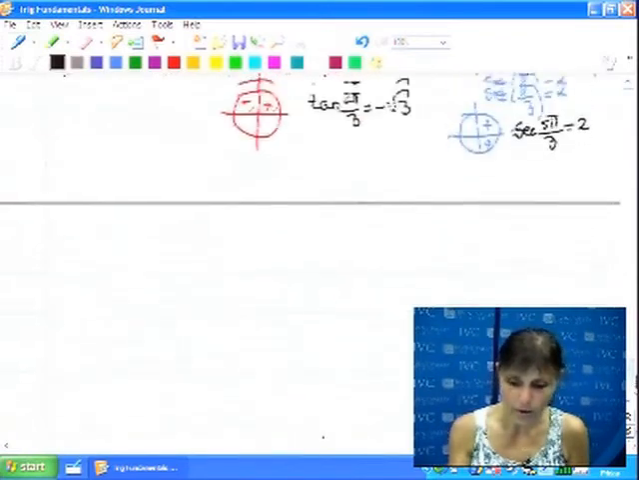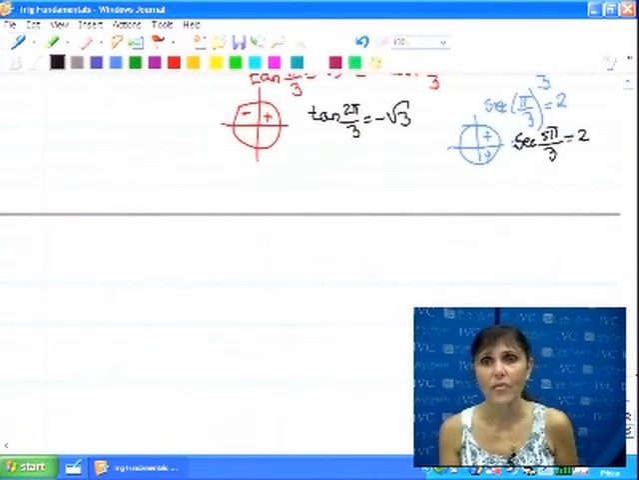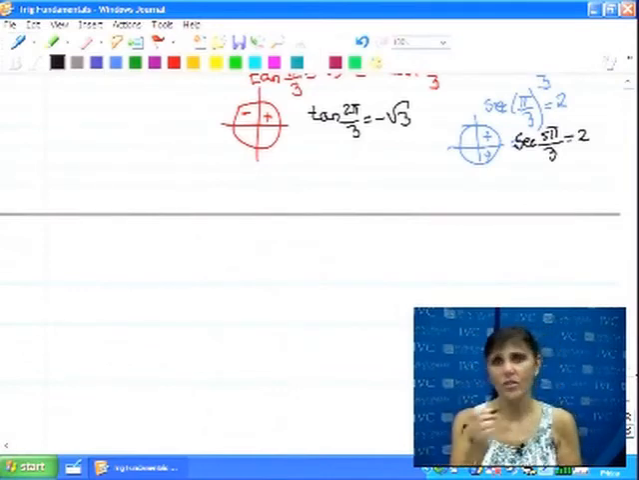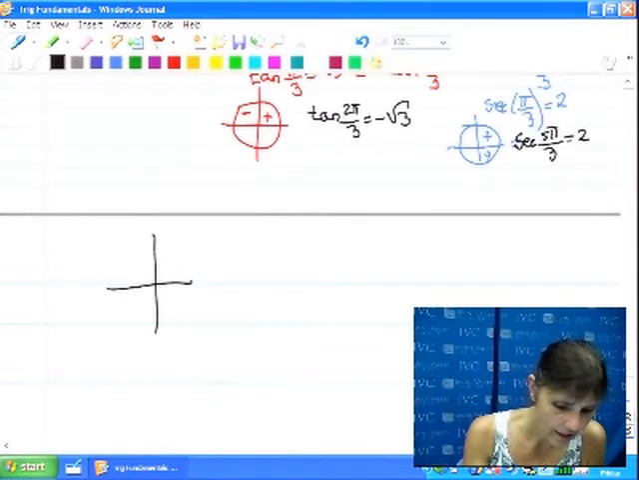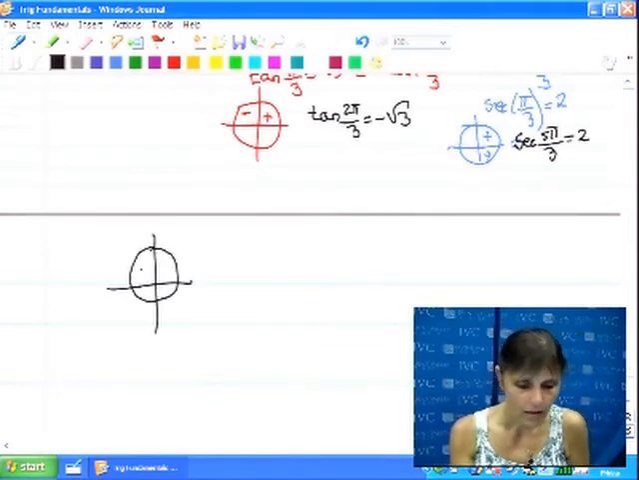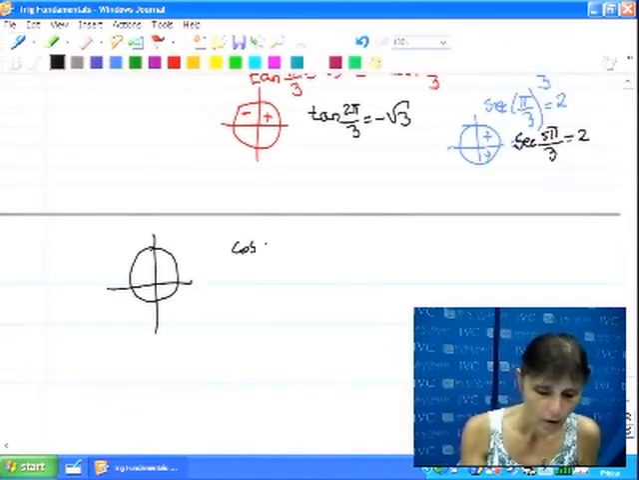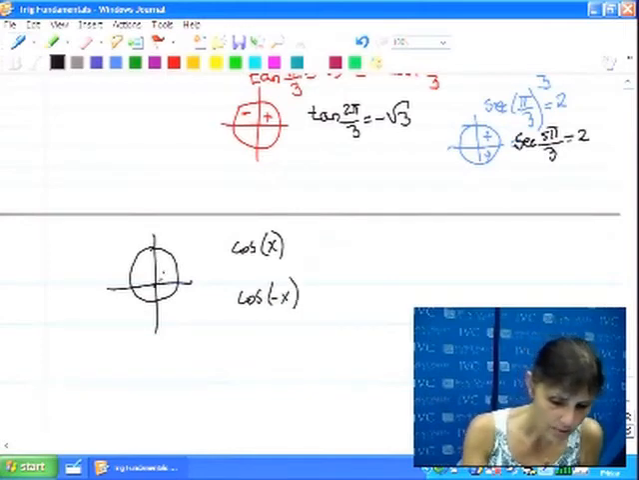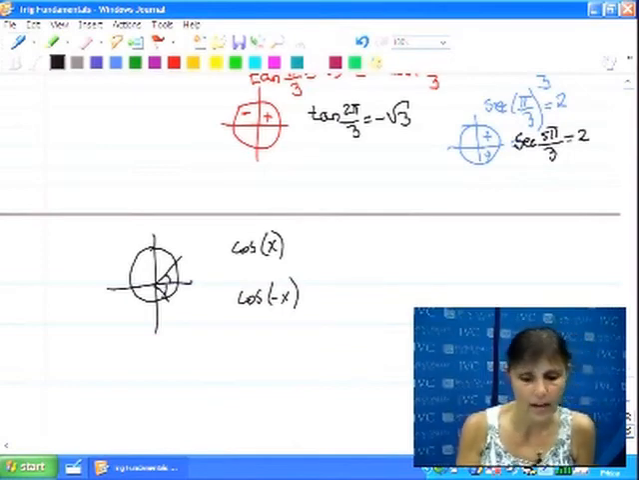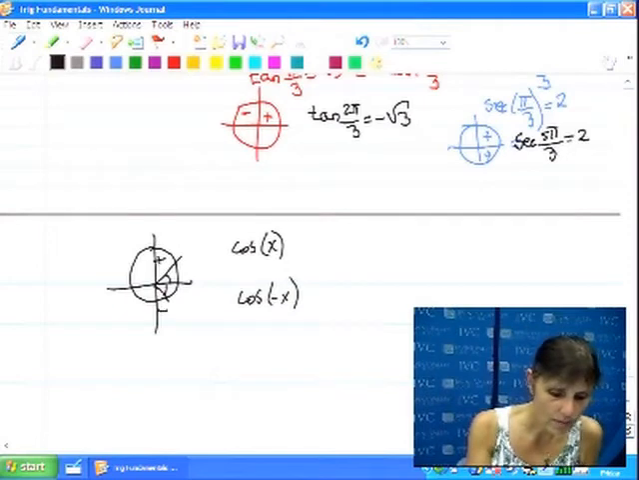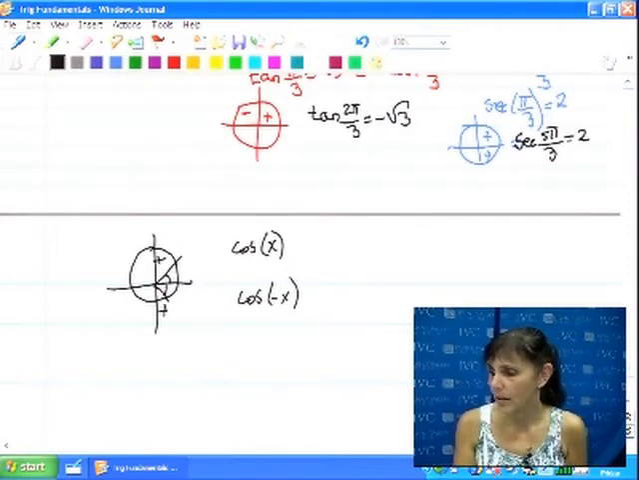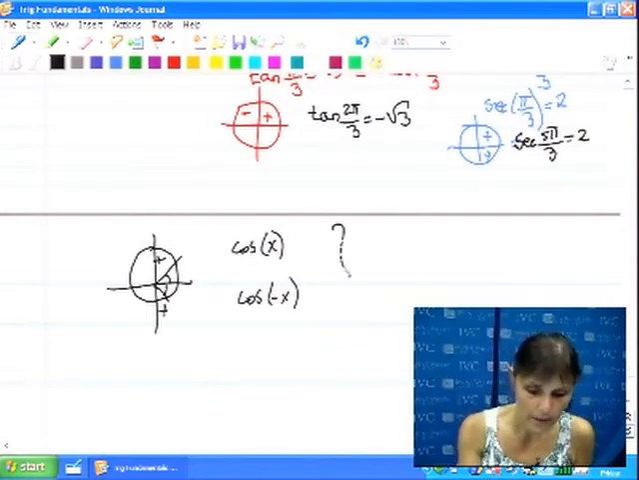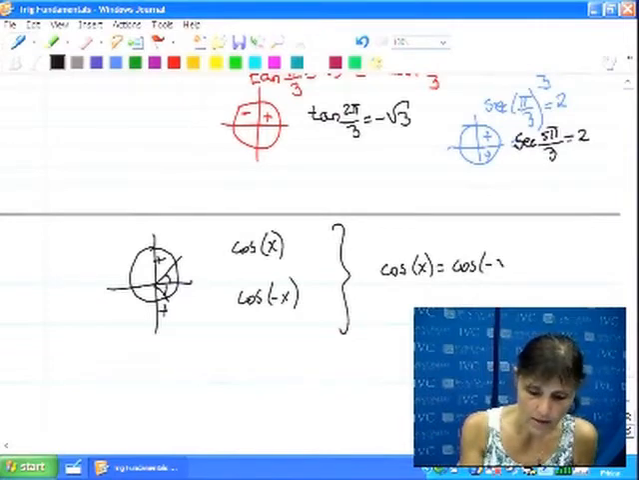So the last thing I'm going to look at, just for the fundamentals, are negative identities, and I will go with the unit circle again. Now, let's look at the cosine. What happens to cosine x versus cosine negative x? Here's my cosine x, here's my cosine negative x. This is my x, this is my negative x. Now, I know that cosine is positive here. It looks like it's going to give me the same answer. So, what does that mean? Cosine x and cosine of negative x are the same.